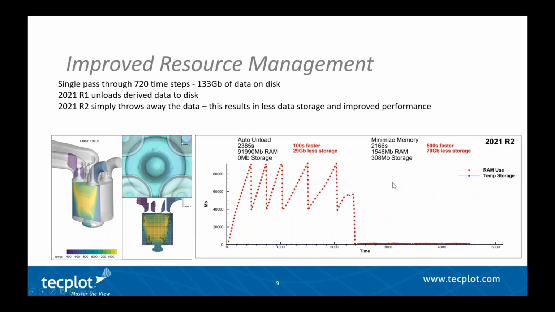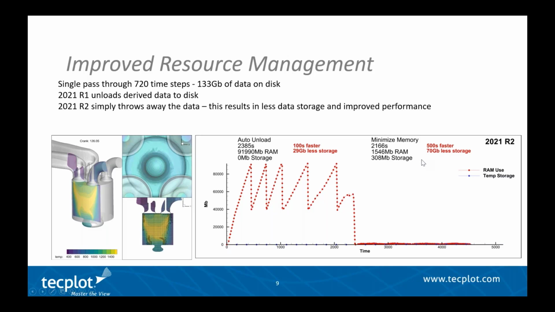Now in 2021 R2, we're just throwing away the data and allowing it to recompute. So you can see the RAM is the same, but the temporary storage is much less. And you can see that for the auto unload, we were then 100 seconds faster, and for minimized memory use, we were 500 seconds faster.